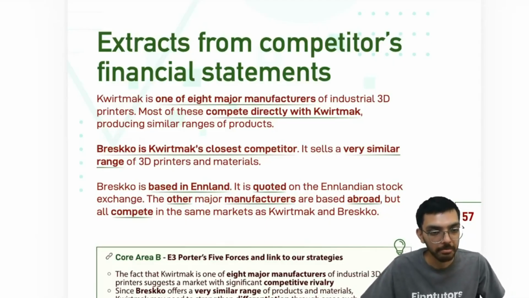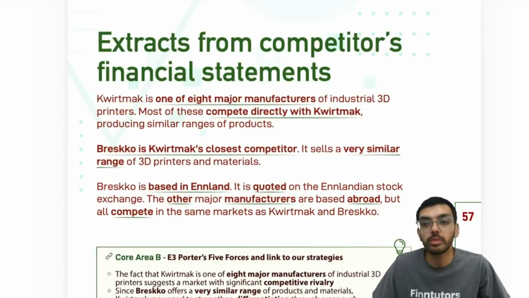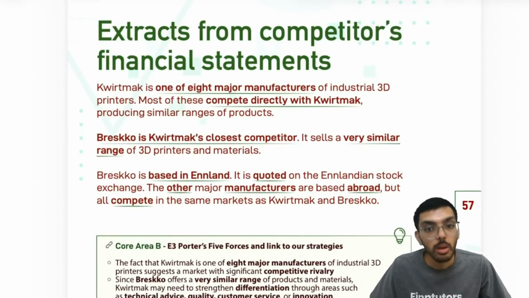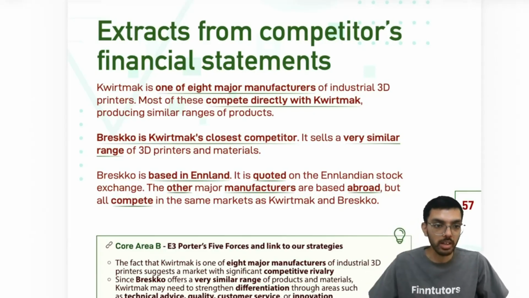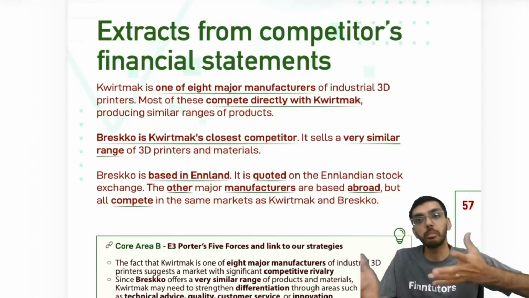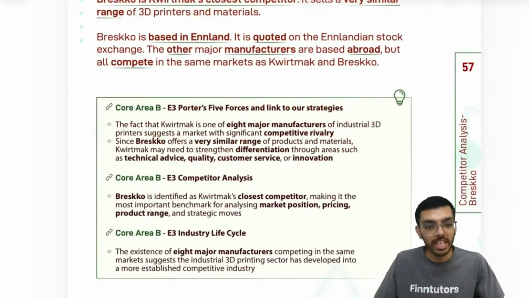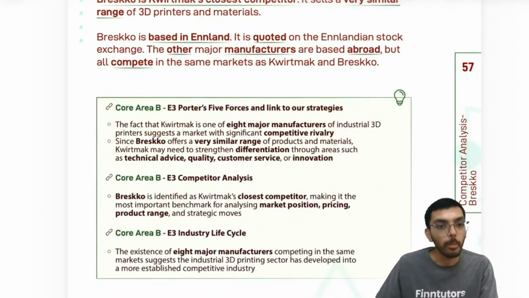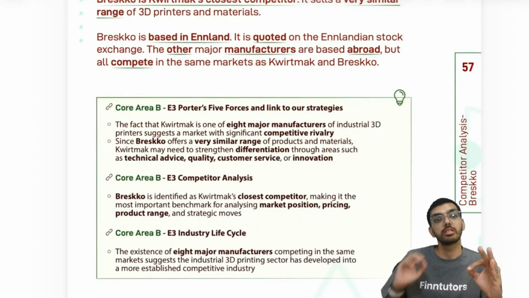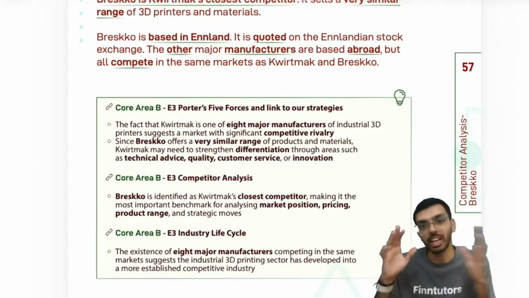You'll know why. So Kwirtmak is one of 8 major manufacturers. Most of these compete directly. Bresco is my closest competitor, sells very similar range. Other manufacturers are based abroad, but they compete because we sell printers all over the world. So there is a very clear direct competition with Bresco and 6 others, sorry. There are a total of 8.